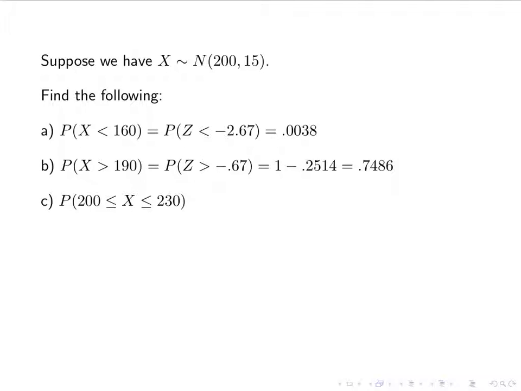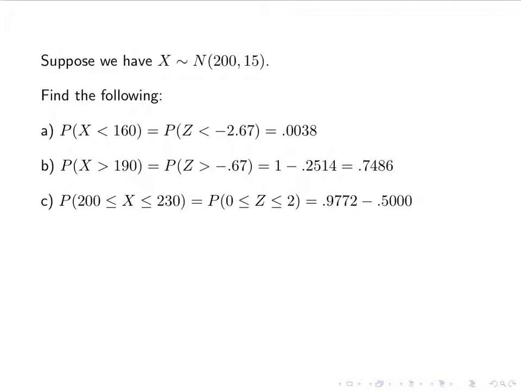If I want the probability that x is between two values, again, the first thing I have to do is standardize them. So if I standardize 200, I'm going to get 0 because 200 is the mean. And if I standardize 230, I'm going to get 2. So the probability that x is between 200 and 230 is the same as the probability that z is between 0 and 2.